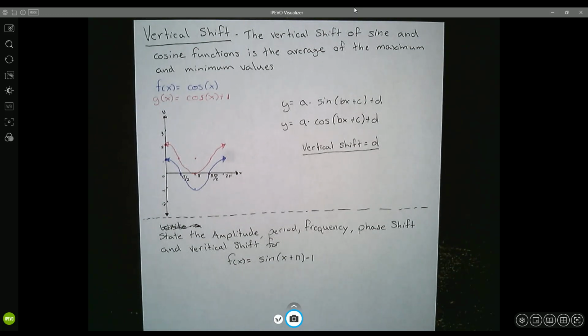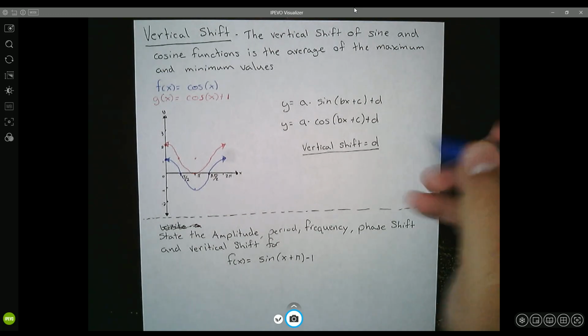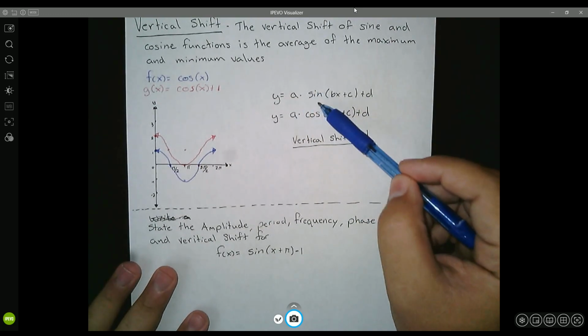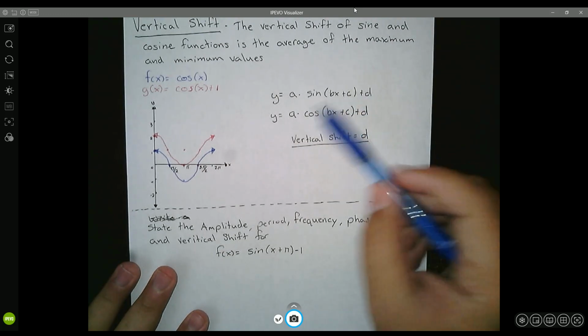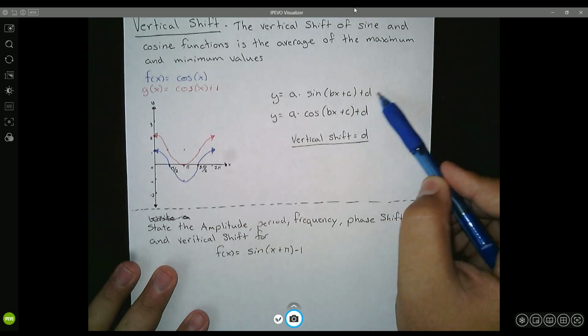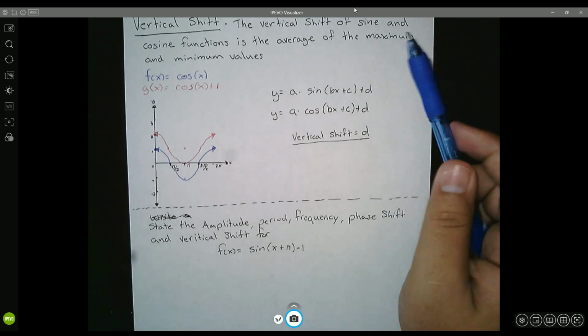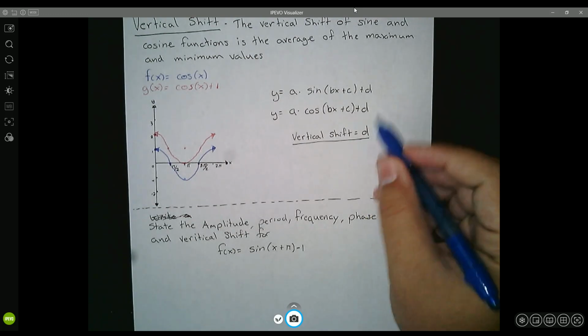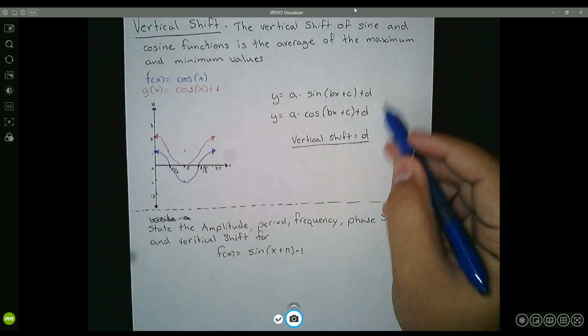That's typically what it's saying, but we're going to look at what a vertical shift is and how we can define where that location actually is. Looking at this side over here, we have our typical functions again: y equals a sine of bx plus c, plus d, and y equals a cosine of bx plus c, plus d. The vertical shift isn't an equation. It's a simple letter. This d right here is always going to be your vertical shift.